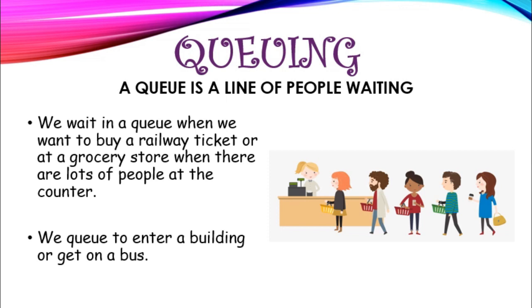A queue is a line of people waiting for something. We wait in a queue when we want to buy a railway ticket, or maybe at a grocery store when there are lots of people at the counter. We queue to enter a building, or sometimes to get on a bus. Queuing saves time, it saves our energy, and we can easily get things without any trouble.